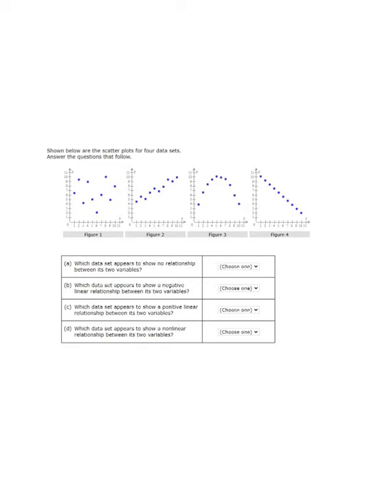All right, and the last one for this section, shown below are scatter plots for data sets. Answer the following question. First one says, which data set appears to show no relationship between its two variables? So there's not a linear relationship. There's not any kind of relationship. Boom, this is the guy. No relationship going on there.